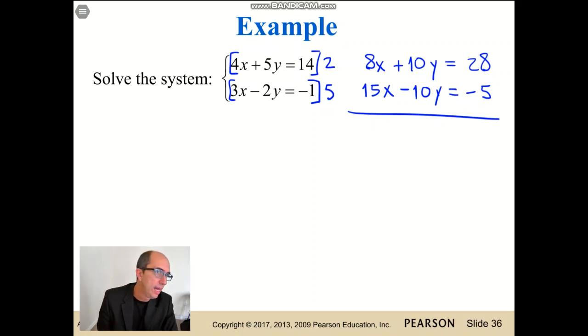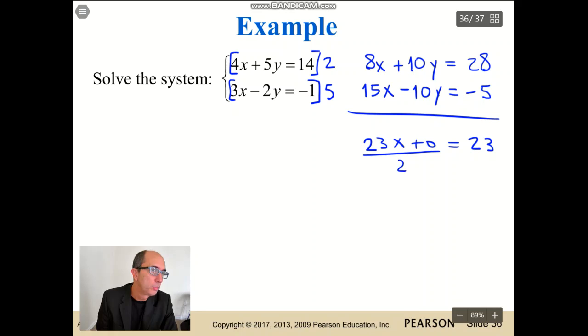8x plus 15x equals 23x. 10y minus 10y is 0. And 28 minus 5, 23. We can now apply the multiplication property of equality by dividing both sides by 23, right? x equals 1. We found x equals 1.